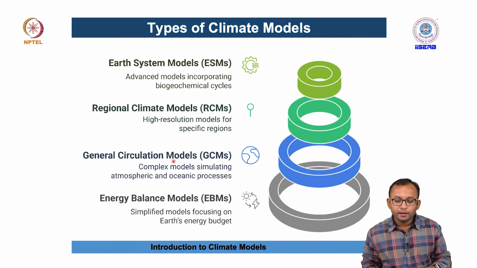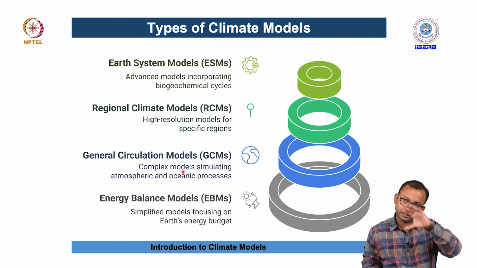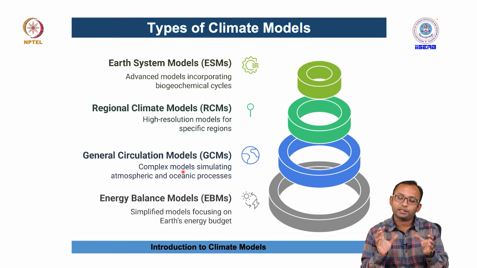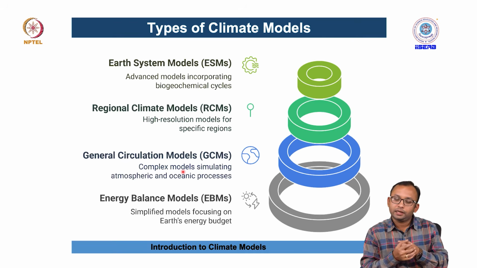Then we have general circulation models, which is a complex model that simulates primarily the atmospheric part and also the oceanic part, how these two phenomena or processes are interlinked, and how they are changing with different warming scenarios like that.